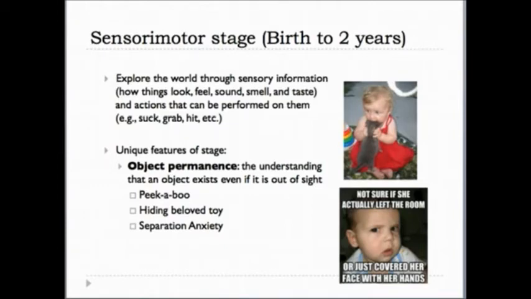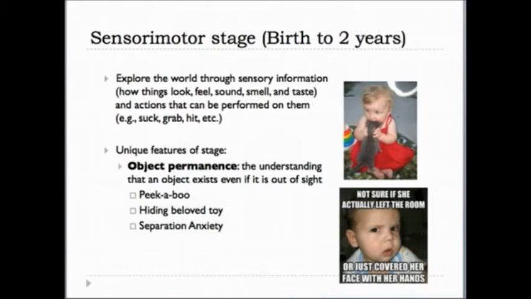Within each of the stages proposed by Piaget are some unique features. So a unique feature of the sensory motor stage is called object permanence. So at this stage of a child's cognitive development, most kiddos do not have object permanence, or the understanding that even though an object is out of sight, it still exists.